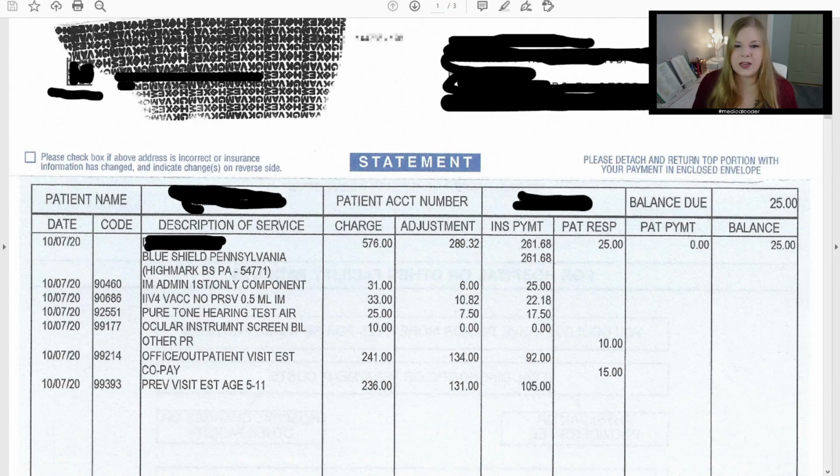So they had this 99214, and that's for an office or outpatient visit. So that's a visit that you might have at your primary care physician or internal physician, even maybe your OBGYN if you're having a problem, and they are on different levels. So a level 1 visit might be a patient that is just coming in for a weight check or a blood pressure check, and then they go up to a level 5.